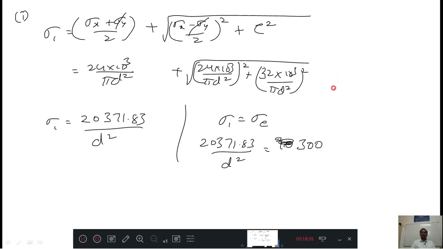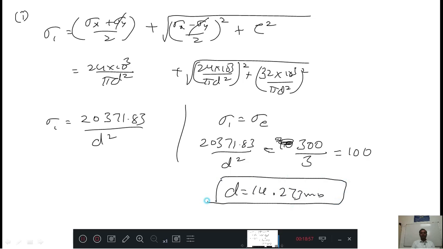Now, we need to apply the factor of safety, means divided by 3. If we don't, we overestimate the strength. 300 is given, but with the factor of safety I will divide it and I will get 100. Then the diameter I am getting is 14.273 mm. This is the diameter I got by the maximum principal stress method.